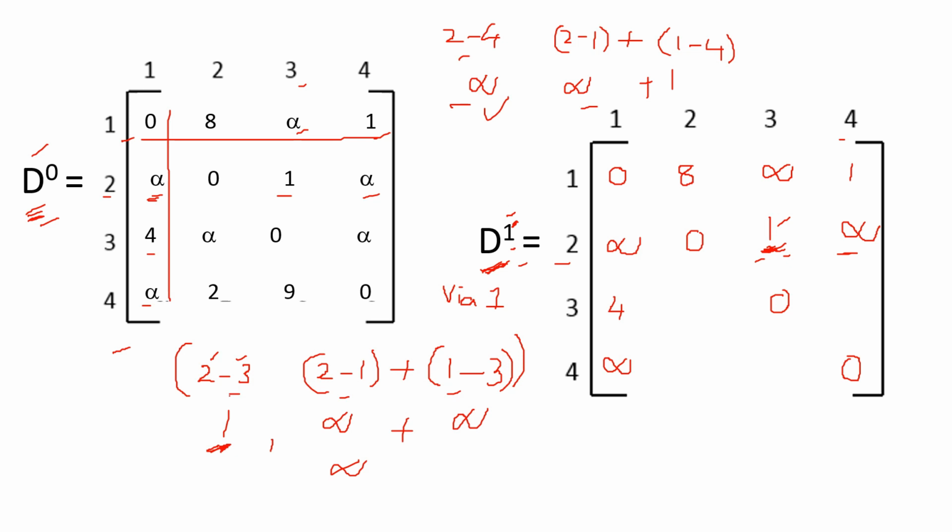Now I'll show you one more. 3 to 2, the intersection is this one. 3 to 2 via 1 means 3 to 1 plus 1 to 2. 3 to 2 is infinity, and 3 to 1 is 4. So 4 plus 1 to 2. 1 to 2 is 8. Adding, you get 12. So take the minimum of infinity and 12. We know 12 is lesser. So take 12 and enter it.